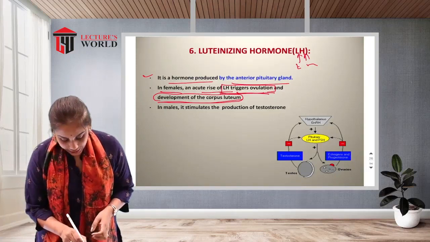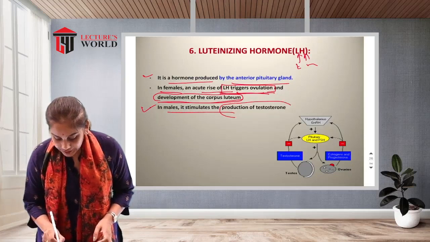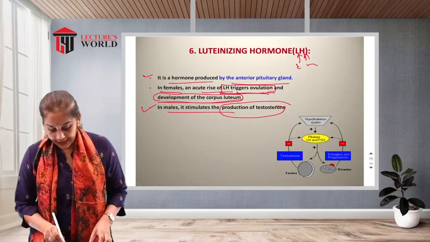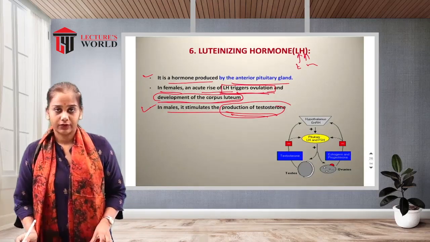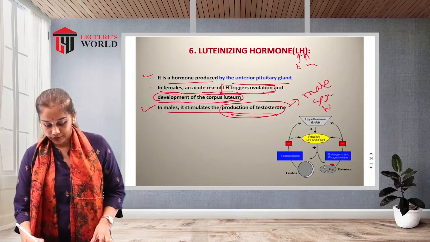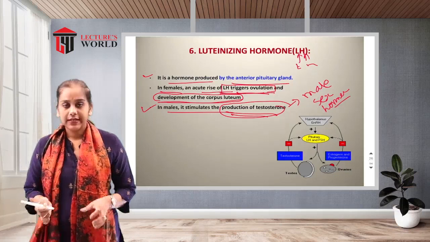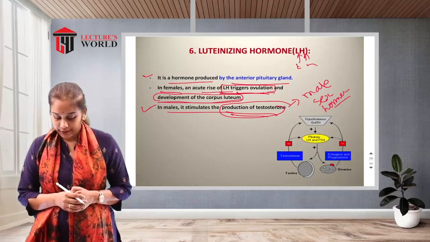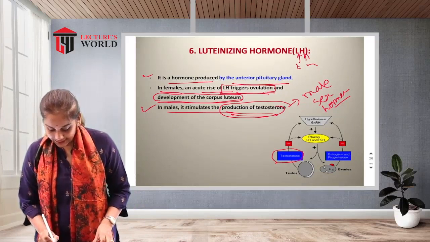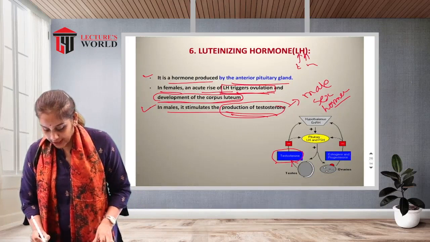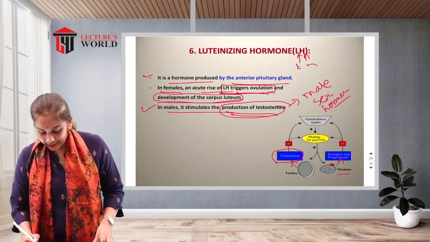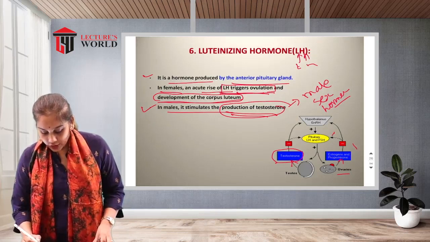In males, it stimulates the production of testosterone. So that is also a function in the male. Testosterone is a male sex hormone. You can see that in the male the testis secretes testosterone, and the ovaries secrete androgens, or we can say estrogen and progesterone, and they trigger ovulation.